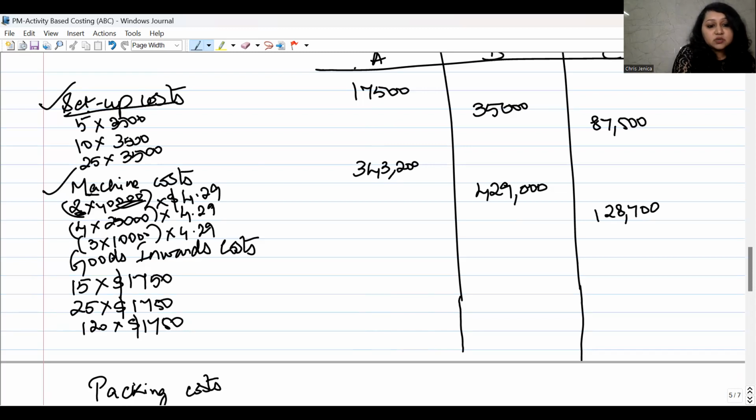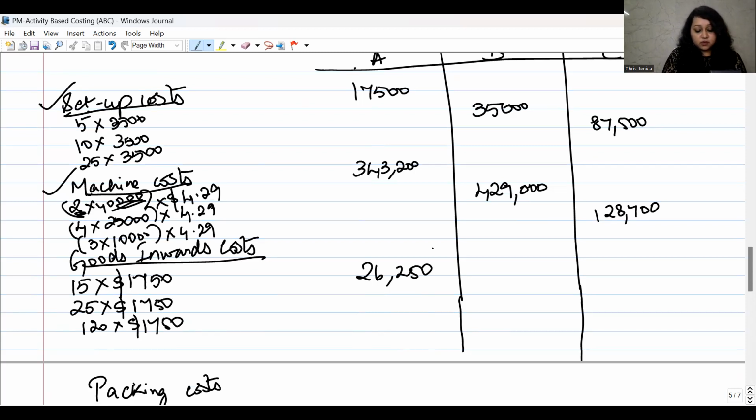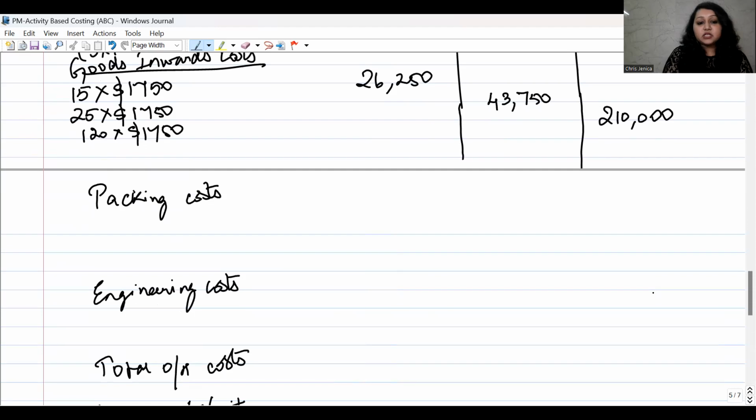So this was our setup cost, this was our machine cost, and this is going to be our goods inwards cost. So how much is this going to be? It's 26,250, $43,750, and 2,10,000. So we are done with our three costs, that is setup cost, machine cost, and goods inwards cost. Then we have our packing cost and engineering cost.